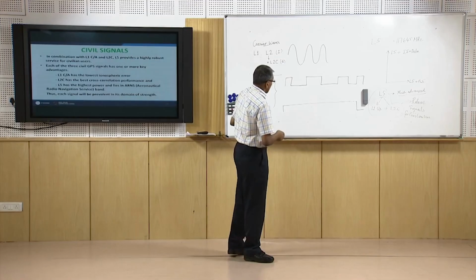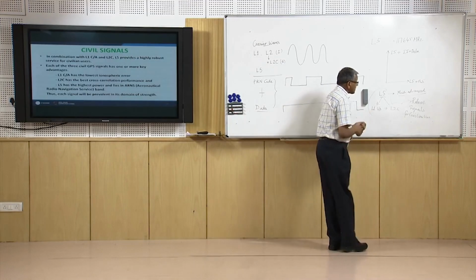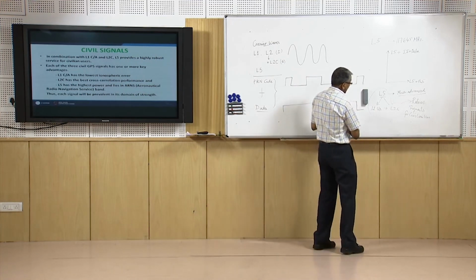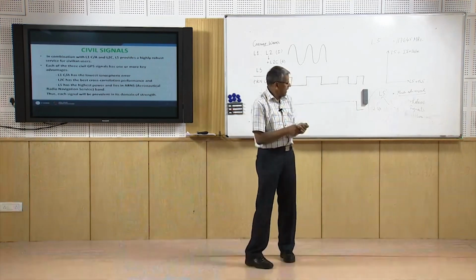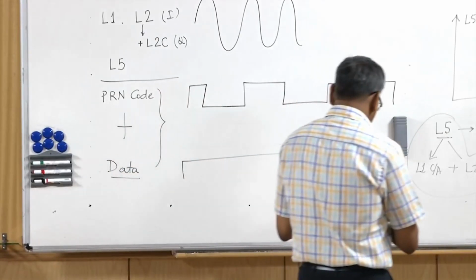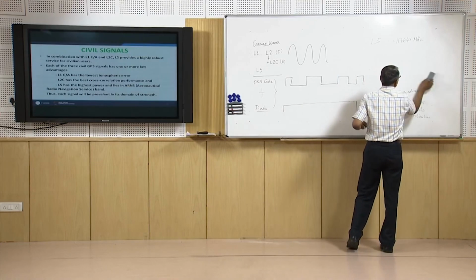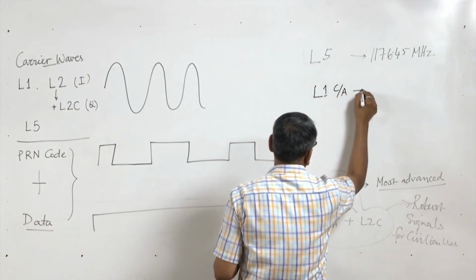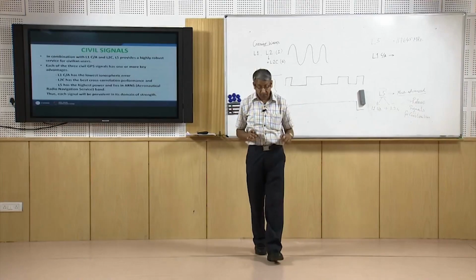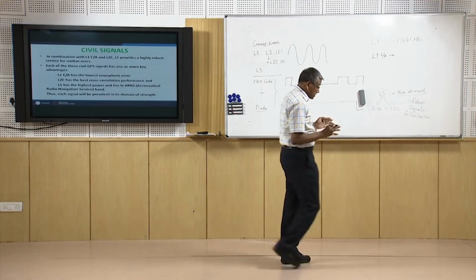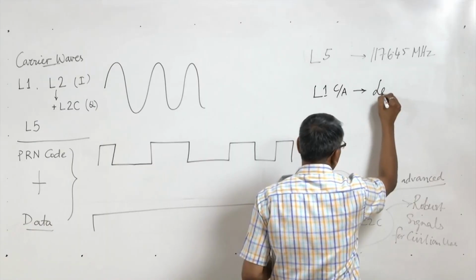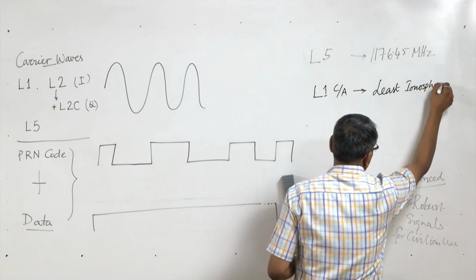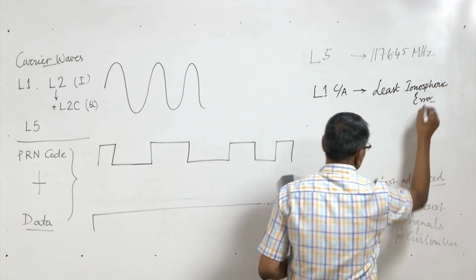Now we can see there are three civil signals, L5, L1 CA and L2C, and all these three signals have their own advantage and domain of application. Like the L1 CA signal is the signal which has the maximum frequency. So this has the least ionospheric error. So it will provide us very good position.